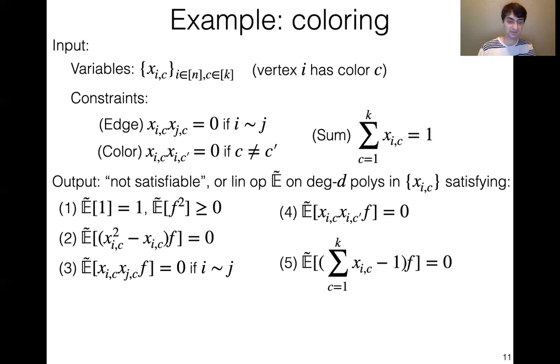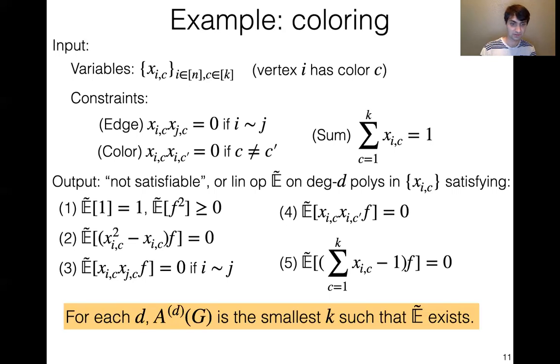And I've omitted the bounds on the degree of f, but it's always such that the polynomial within the square brackets has degree at most d. And the sum of squares algorithm will output not satisfiable if no such pseudo expectation exists, and otherwise it will find one. And how do we turn this into a refutation? Well, you first pick a parameter d, and then the algorithm can efficiently compute, in n to the O of d time, the smallest k such that such a pseudo expectation exists. And notice that this pseudo expectation existing depends on k, because the number of variables we have is a function of k.